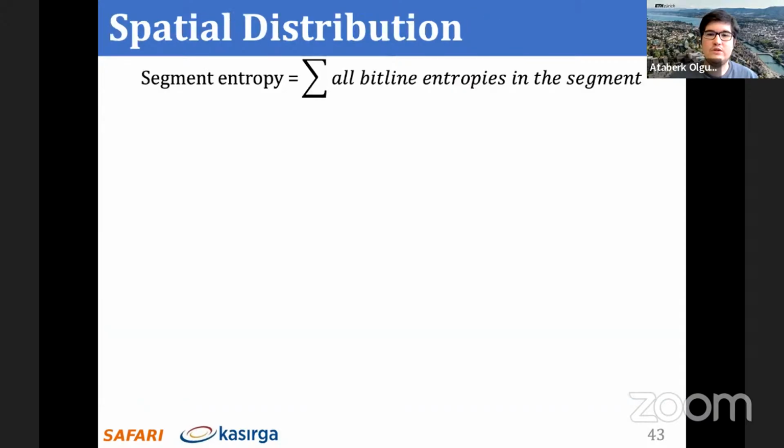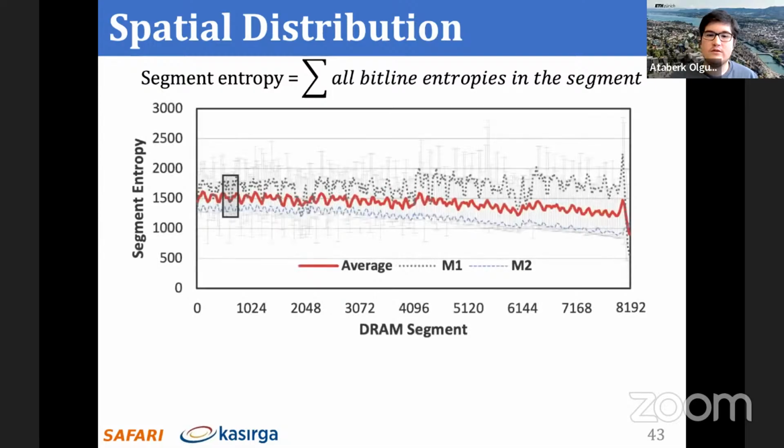To see if entropy changes according to the physical location of the DRAM segment, we look at each segment's entropy, and we calculate the segment entropy as the sum of the entropy of each bit line in that segment, similar to how we calculate cache block entropy. The maximum possible segment entropy is 64,000 because there are 64,000 bit lines in a DRAM segment. And we plot the segment entropy on the y-axis over the segment ID on the x-axis.